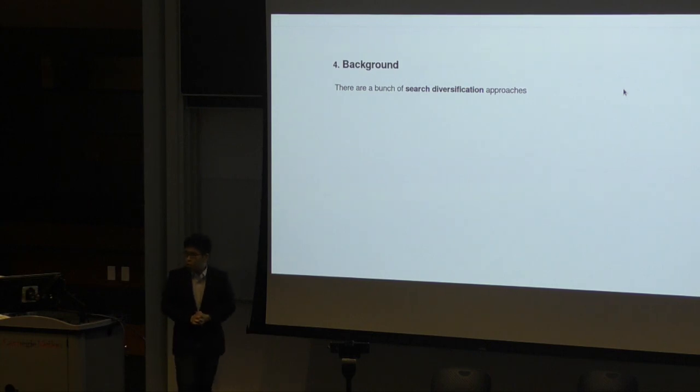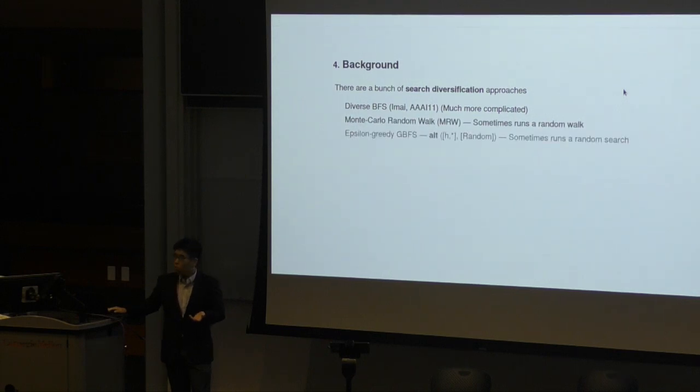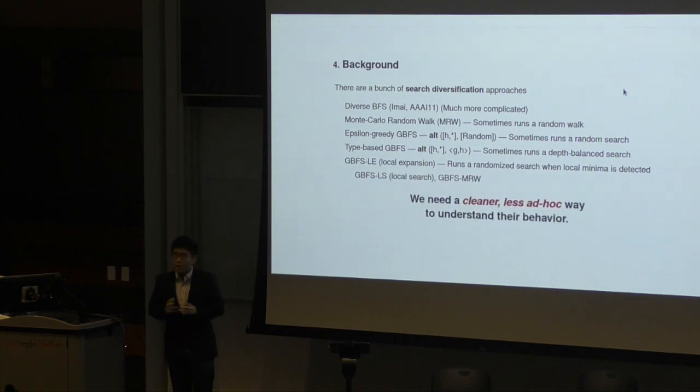Now the background. Recently, a bunch of search diversification algorithms have been proposed, like diverse BFS, or the Monte Carlo random walk, or the epsilon greedy, and so on. But we need a clearer, less ad hoc way to understand their behavior. I want to do that.